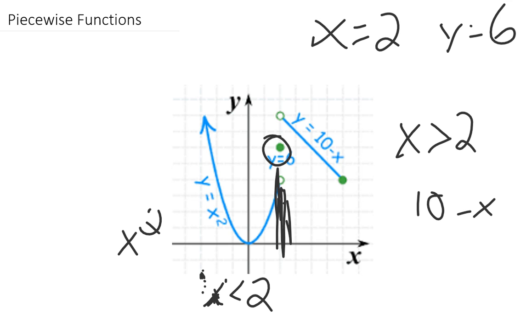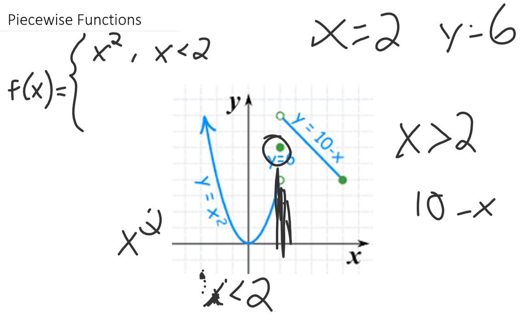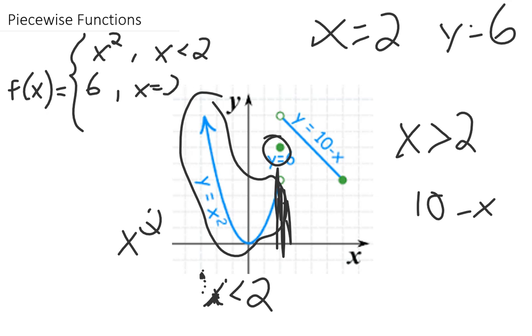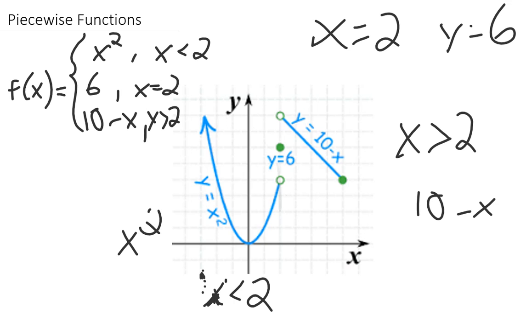So if we write this in our function notation, if I put my f of x up here, it would be equal to x squared when x is less than 2, which is this part here. It would be equal to 6 when x is equal to 2, and it would be equal to 10 minus x when x is greater than 2. So if we get rid of some of these notes in here, we can see this is how our function would look in piecewise notation.